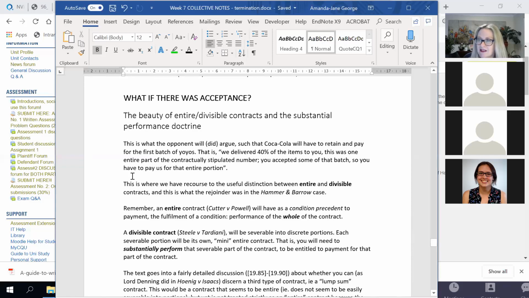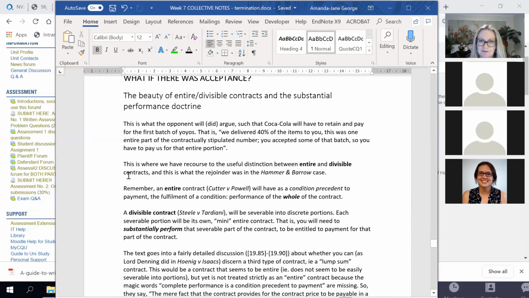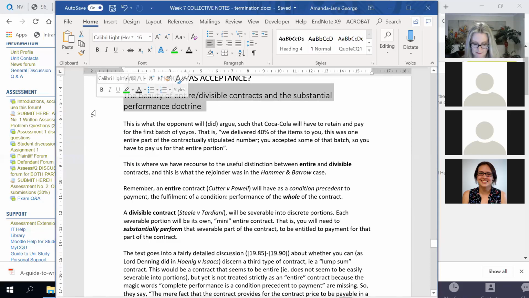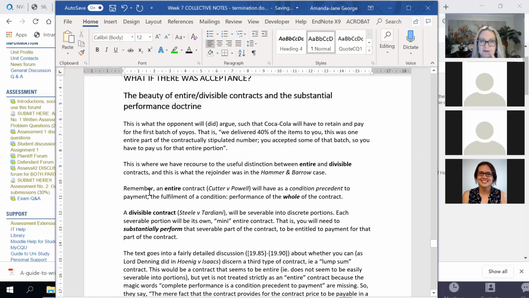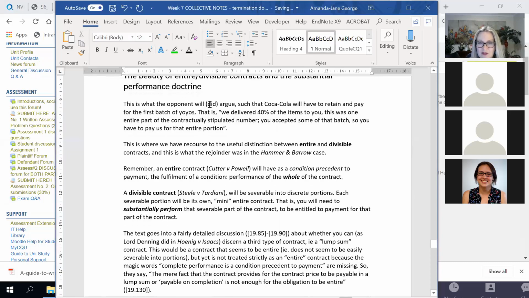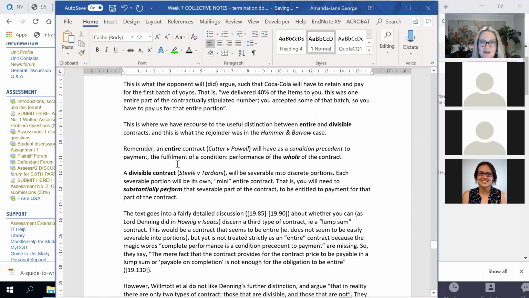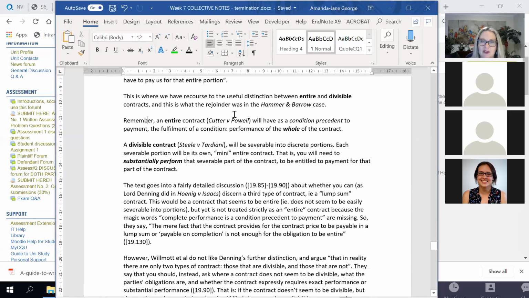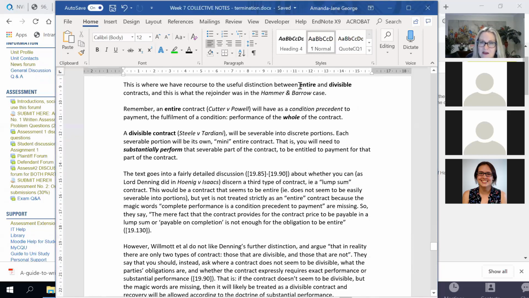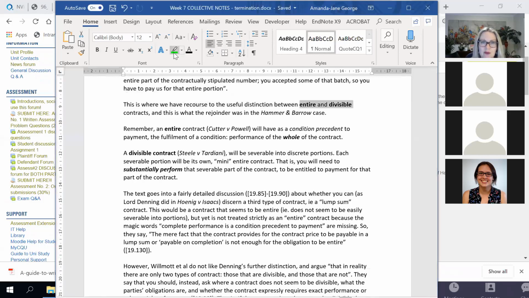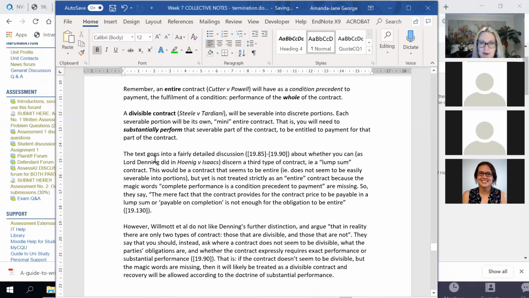So, Megan said, is this a substantial performance contract? Have a look at that. What if we said, in terms of the hammer and barrow situation, Coca-Cola has to retain and pay for the first batch of yo-yos. We delivered 40% of the items to you. This was one entire part of the contractually stipulated number. You accepted some. You have to pay us for the lot. This is where we get into the entire and divisible analysis, which we've just been through.